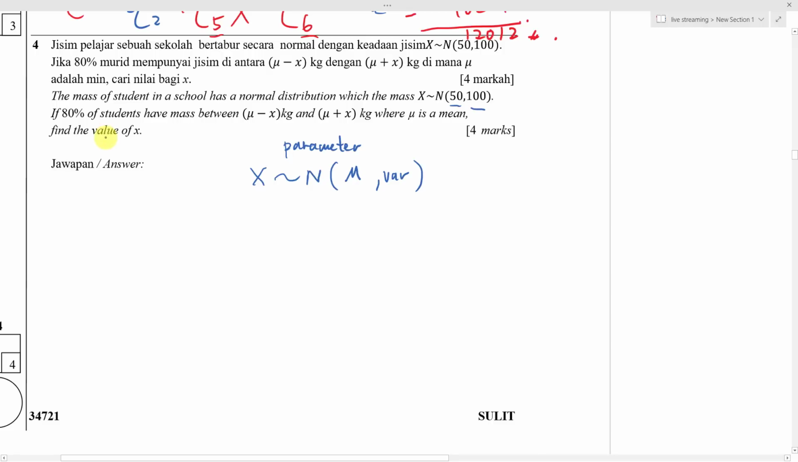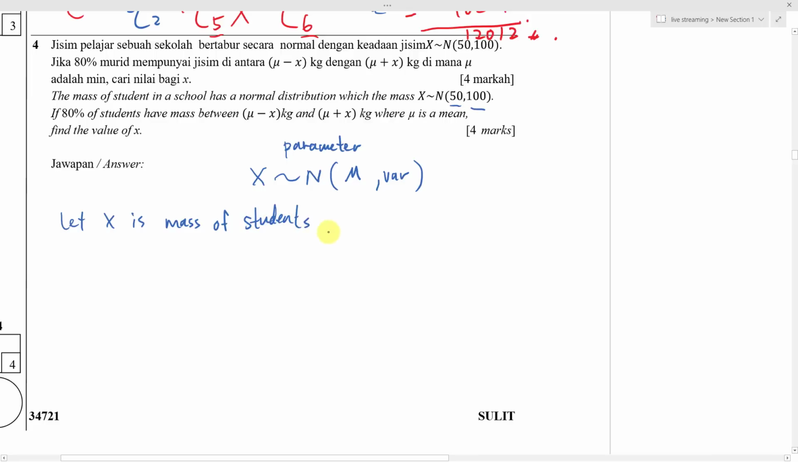Alright, then what does the question say? If 80% of the students have a mass between m minus x and m plus x, where m basically is the mean, find the value of x. So you know this is a probability distribution. So I will just assume X is the mass of a student.